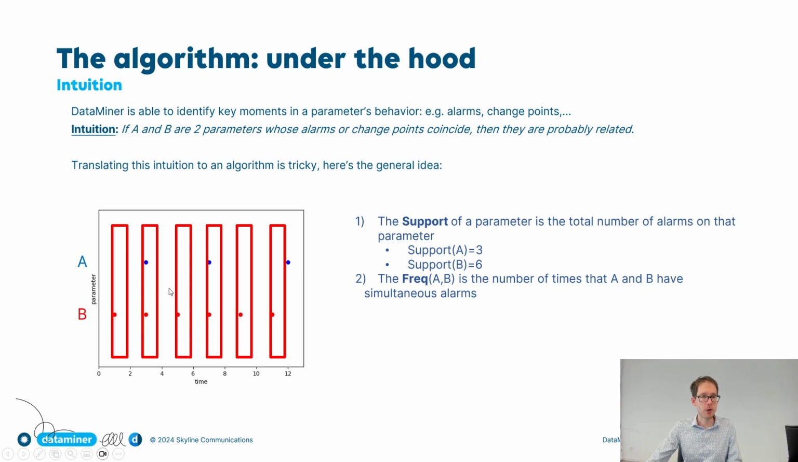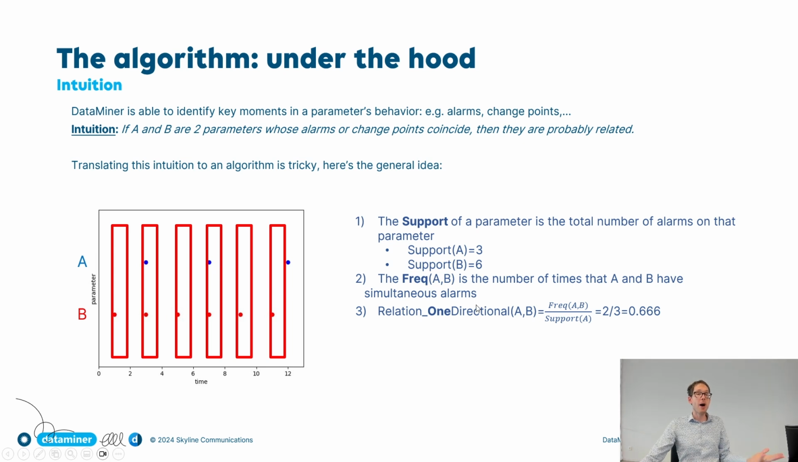So, okay, what's the frequency of A and B? Well, the frequency of A and B is 2. Why? Well, there are 2 cases where this rectangle contains an alarm of both A and B. There are 2 timestamps where A and B are both in alarm.